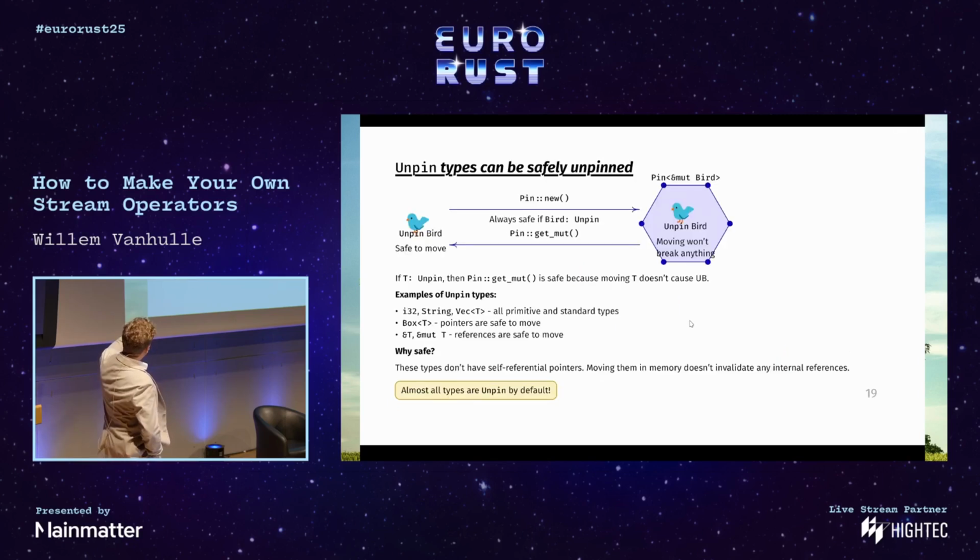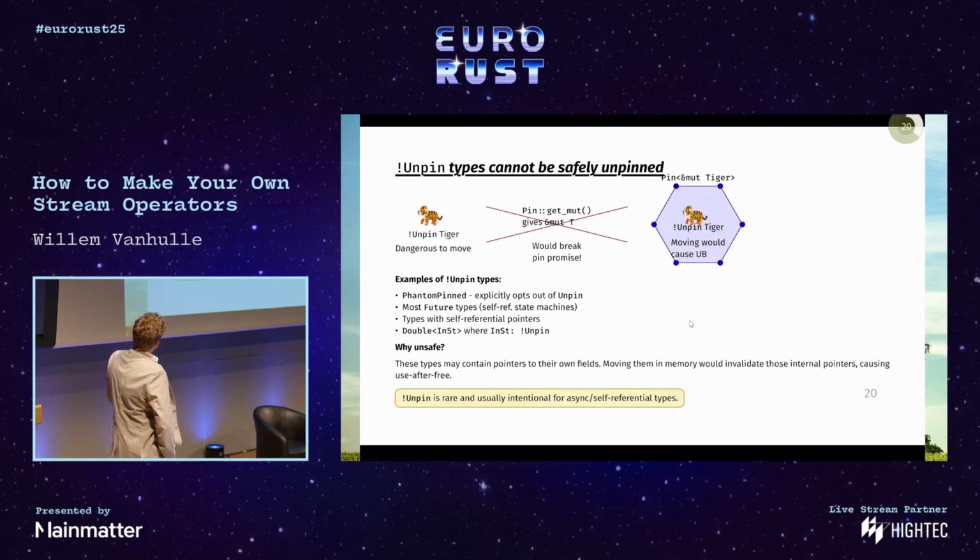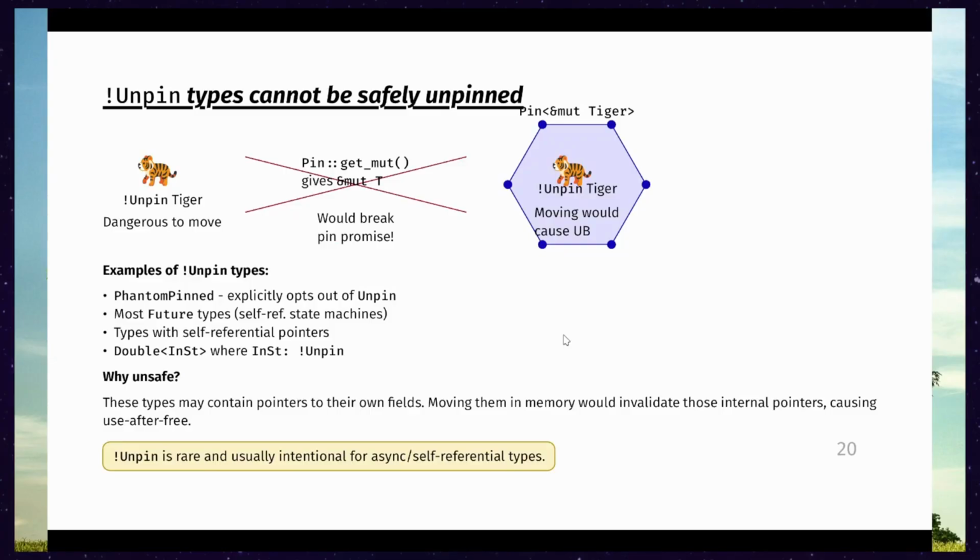Yeah, I have a silly analogy here, like an unpinned bird is safe to move, and you can put it in a cage with Pin::new, and you can get a mutable reference to it using getMute. Examples of Unpin types would be all the primitive data types, also things that don't have any self-references. So almost everything is Unpin. On the other hand, the not Unpin things are the things you can't easily move. They're dangerous to move, and moving them would cause problems. So for these kinds of types, you can't apply the getMute method.